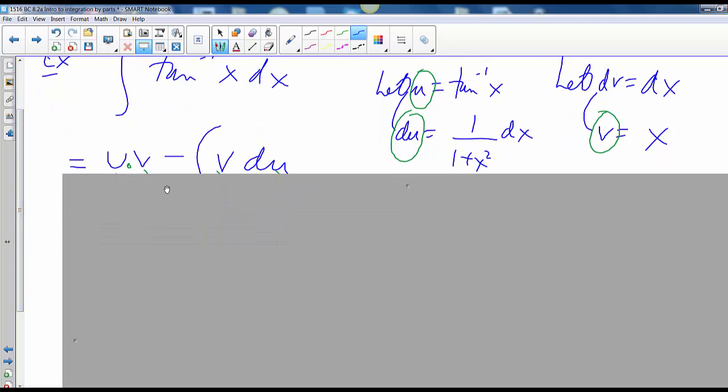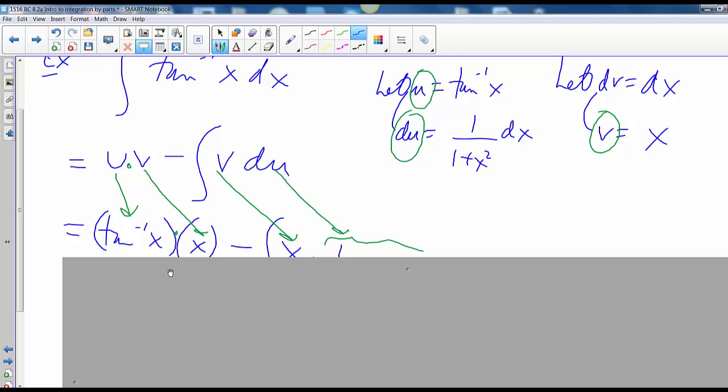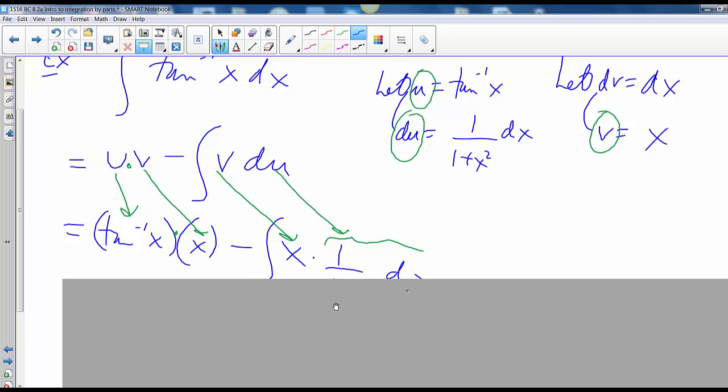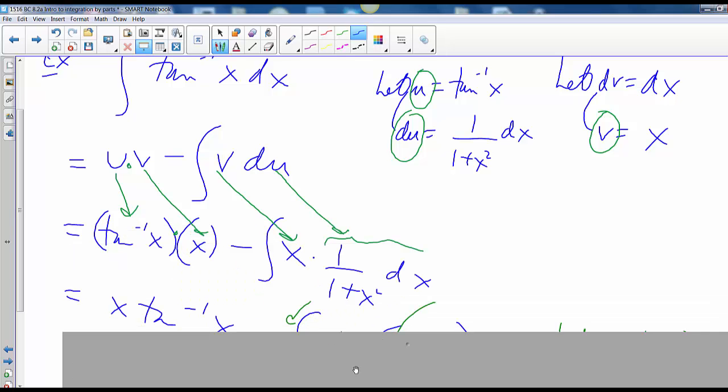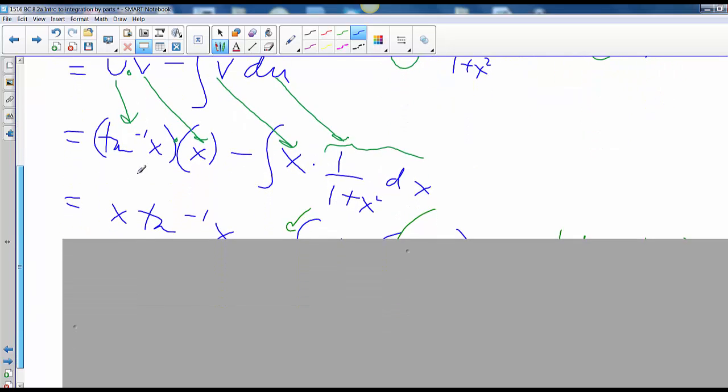So we're going to replace the u by inverse tan x. We're going to replace the v by x, and we're going to replace the du by 1 over 1 plus x squared dx. So I'm just going to rearrange the order, make this look better. I'm just going to move the x to the front, x inverse tan x.